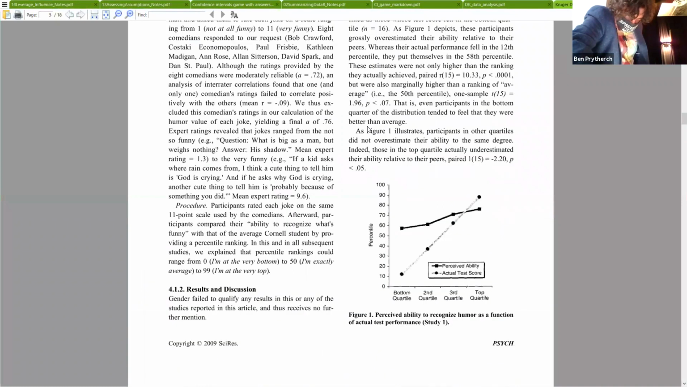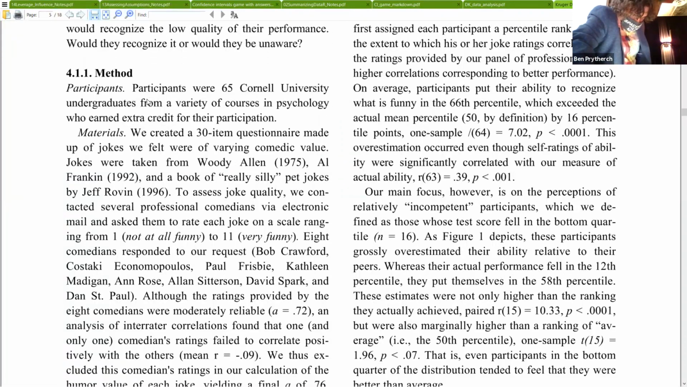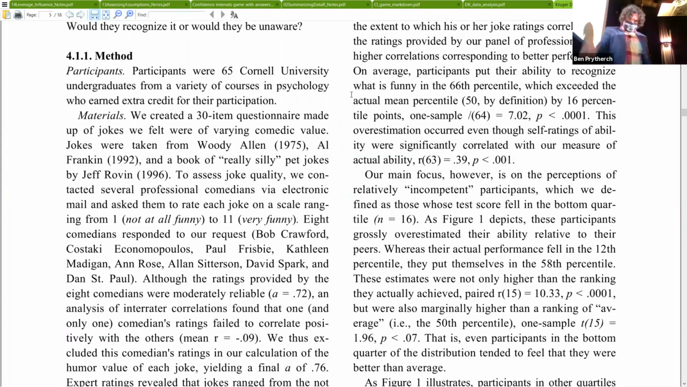So humor. Cornell. There you go, there's your answer. We've got Woody Allen, Al Franken, a book of really silly pet jokes. So it wasn't Milton Berle. I'm sorry, I apologize to Kruger and Dunning there. So we have them rate the jokes, and then we have comedians who responded to their request to come participate in a scientific study on humor.